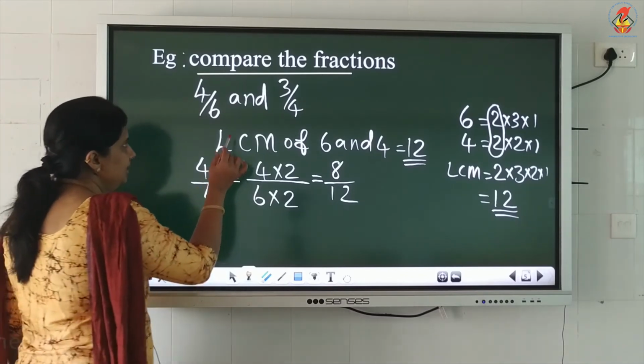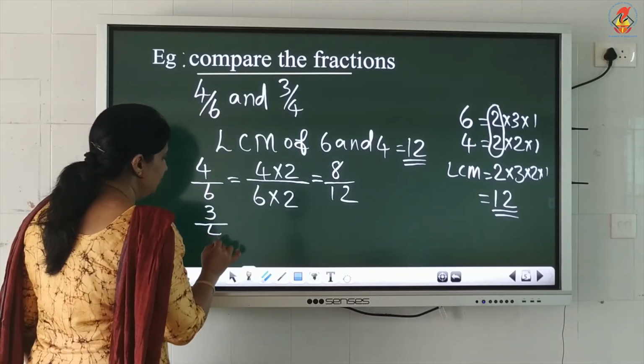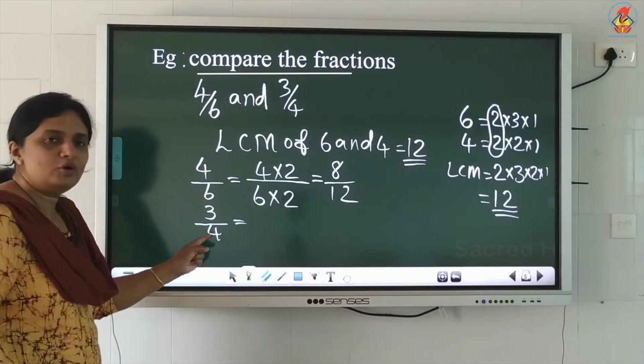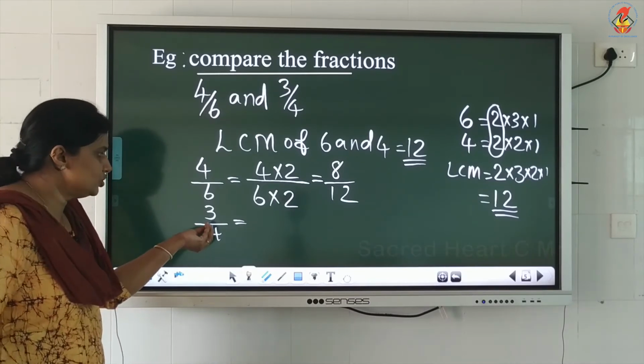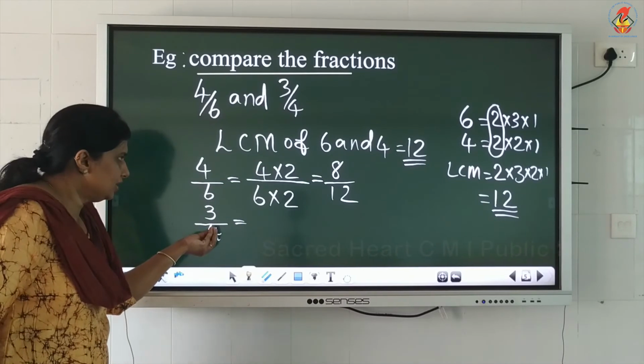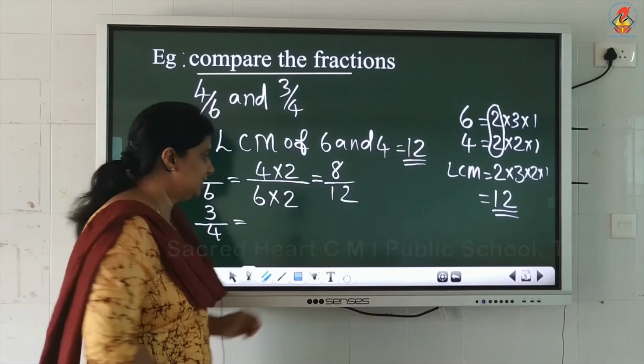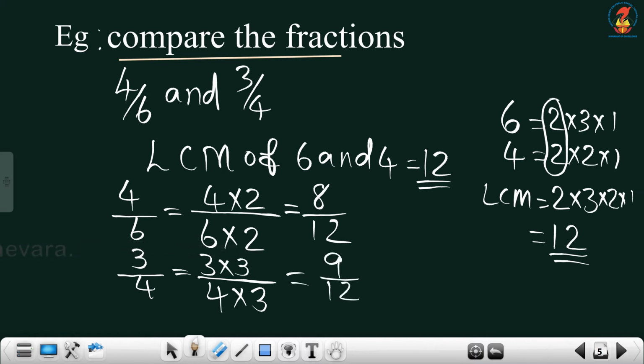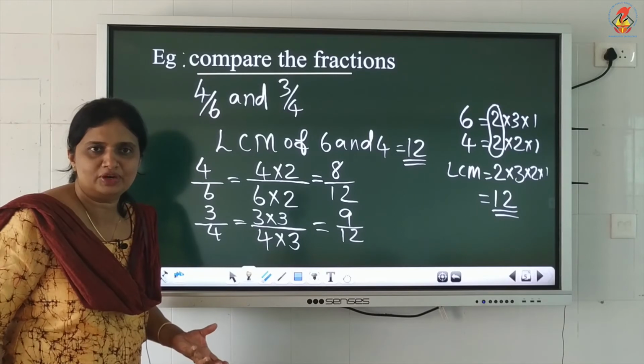Okay. And the next fraction is 3 by 4. We need to make both fractions have the denominator as the LCM, right? And here 4 is the denominator, but I want to change it to the LCM. 4 into which number equals the LCM? 3. I need to multiply by 3. And the same number I need to multiply where also? Numerator also. 3 into 3 equals 9. So 9 divided by 12. See, now we got two like fractions. Then it is easy for you, right, for comparing.